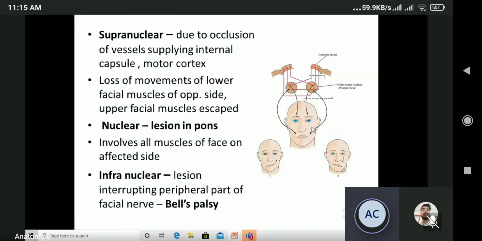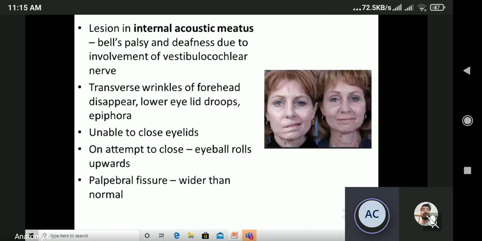as the lower. And coming to the infranuclear paralysis, that is a lesion below the nucleus, the peripheral palsy, you can say. So a lesion in the peripheral part of the facial nerve. So many symptoms can occur. One of them is Bell's palsy. Usually whenever there is a lesion in the internal acoustic meatus, Bell's palsy occurs.